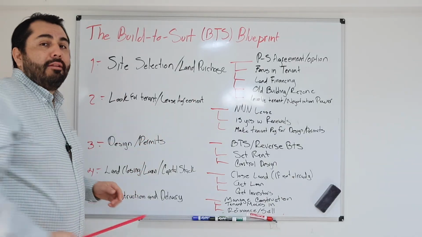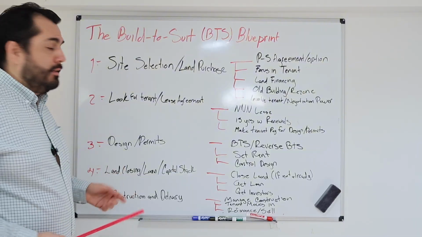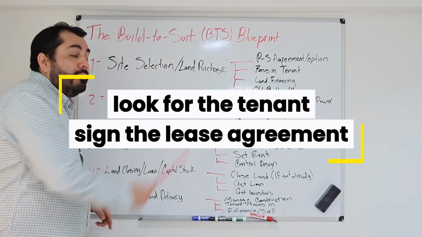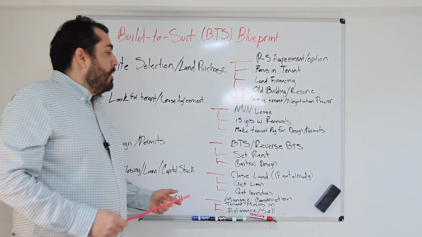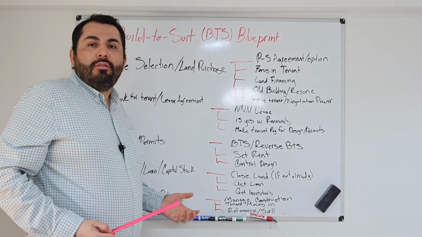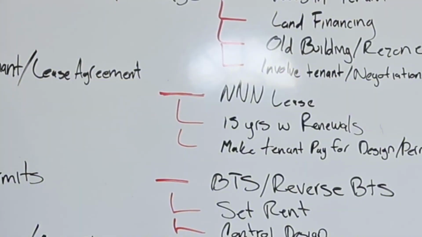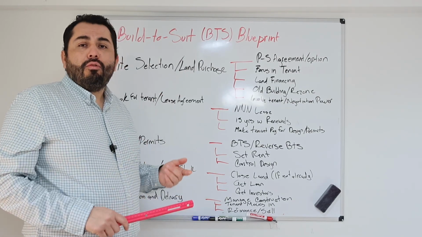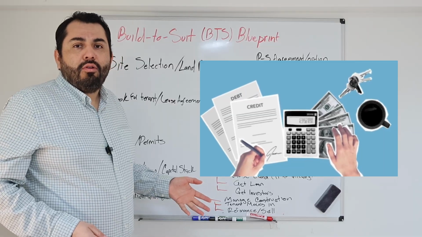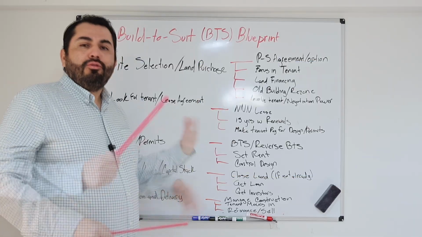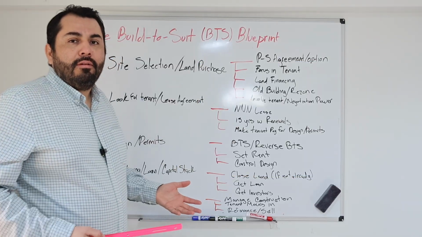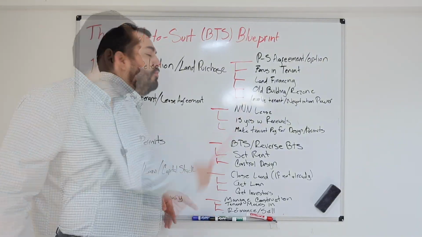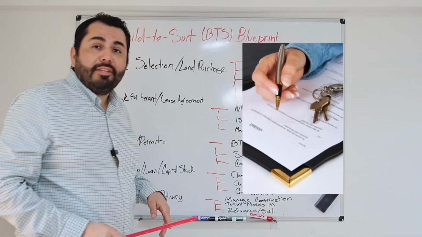Once you have the land, once you have the site selection, then you go look for the tenant and sign the lease agreement. Okay, so most build-to-suit projects are triple net leases. That means that the tenant will pay for most of the expenses, so most of the rent you get paid is net profit. He will pay for insurance, property taxes, maintenance. You have to make sure you sign a triple net lease.